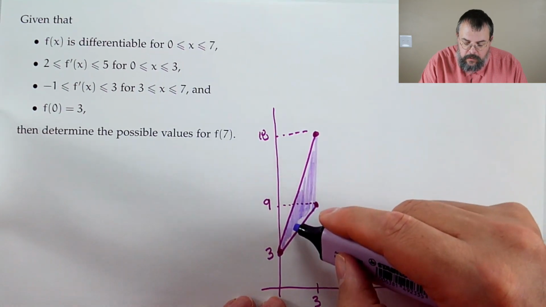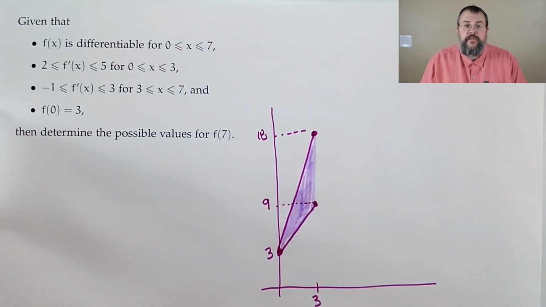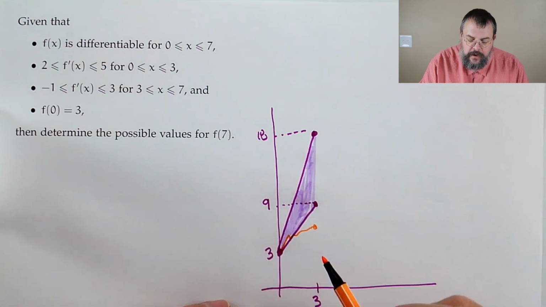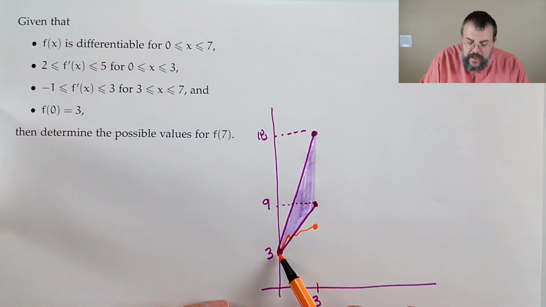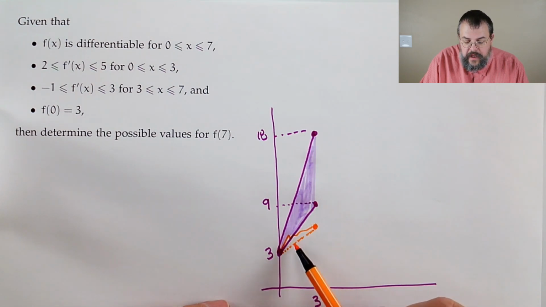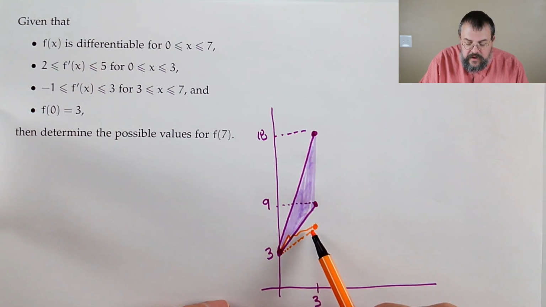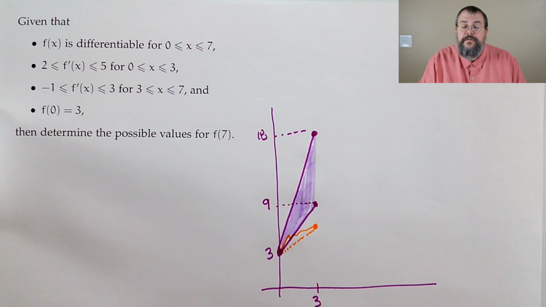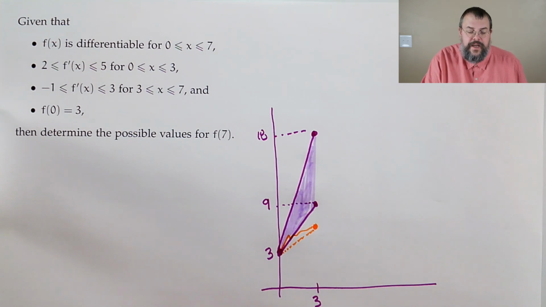And in particular, we cannot leave this little triangle. Why not? Well, let's suppose somehow we did leave. So suppose we got somewhere over here. Well, according to the mean value theorem, you would look at the slope. The slope is below 2. And therefore, somewhere between 0 and 3, we would have to have a situation where our derivative would have to be below 2. And we're told, no, it doesn't happen. Our derivative is never below 2.